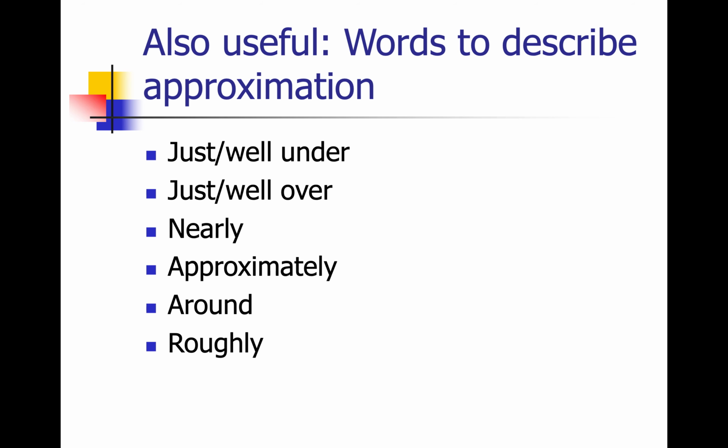Okay, we also have useful words to describe approximation when we're not quite sure of the number. So we might say something is just under or just over if it's under the number by a little bit or over the number by a little bit. Or we can say it is well under or well over if it is under the number by a lot or over the number by a lot. We can also say something is nearly a number, or approximately a number, or around a number, or roughly a number.